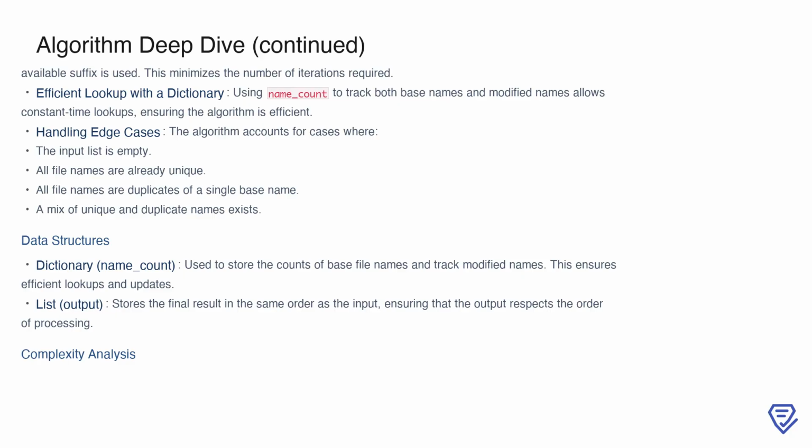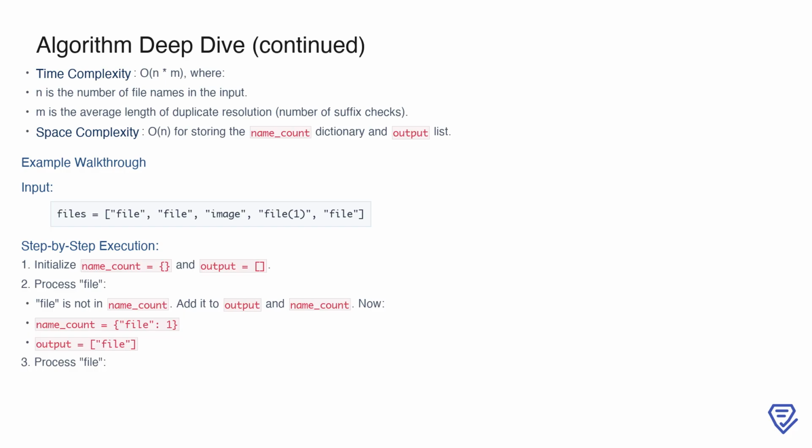By using a dictionary and a list, we ensure that the algorithm is both time efficient and respects the order of input processing. In terms of complexity, the time complexity of the algorithm is O(n*m). Here, n represents the number of file names in the input list, and m is the average number of suffix checks required to resolve duplicates. This complexity arises because for each file name, we may need to perform multiple suffix checks until a unique name is found. The space complexity is O(n), as we use the name_count dictionary to store the counts of both base and modified file names, and the output list to store the final result.